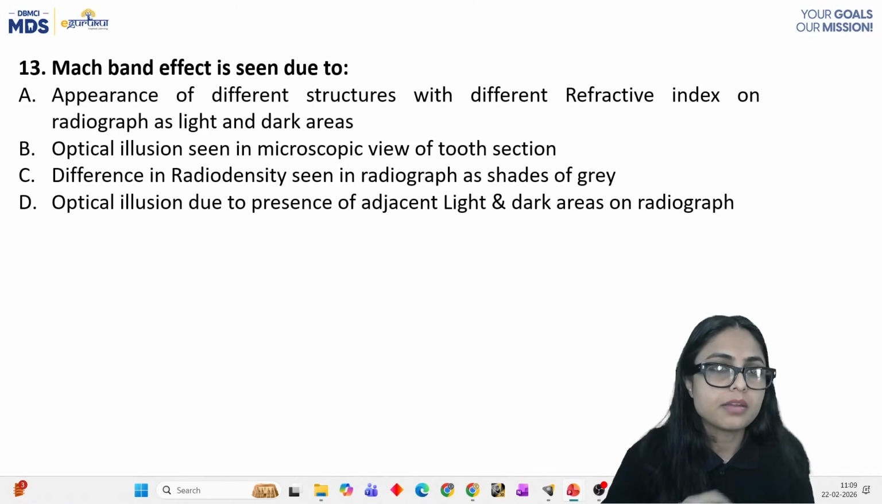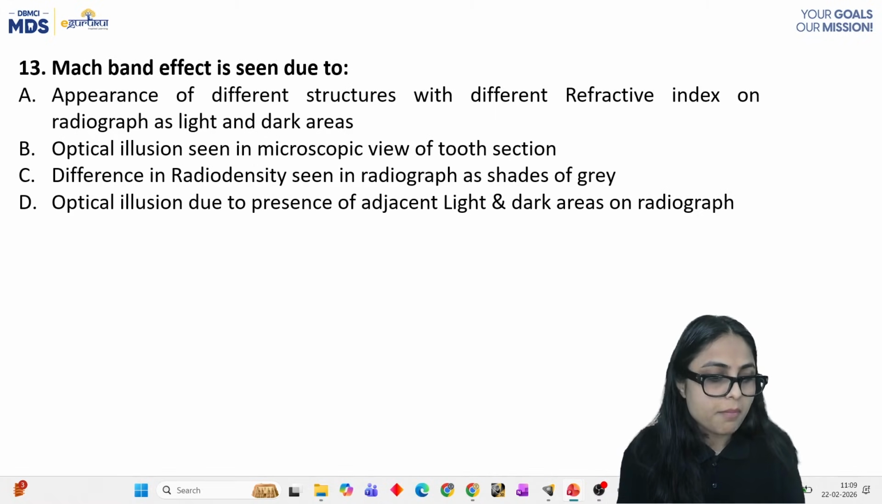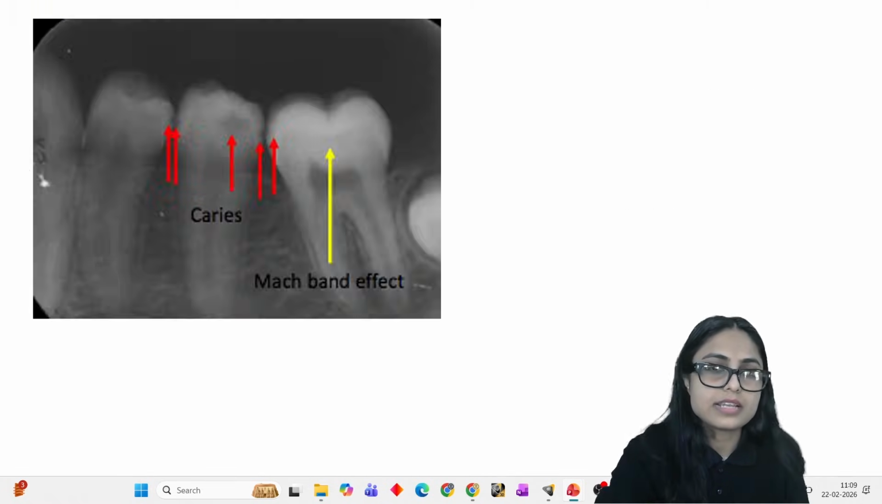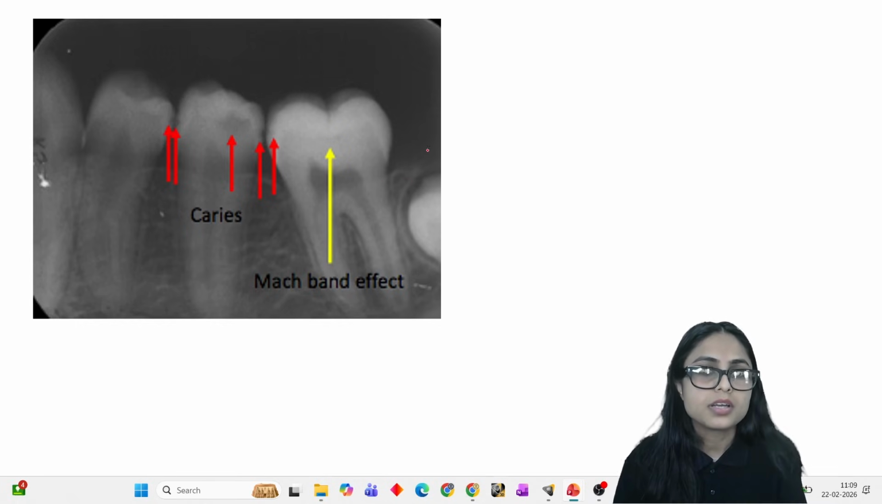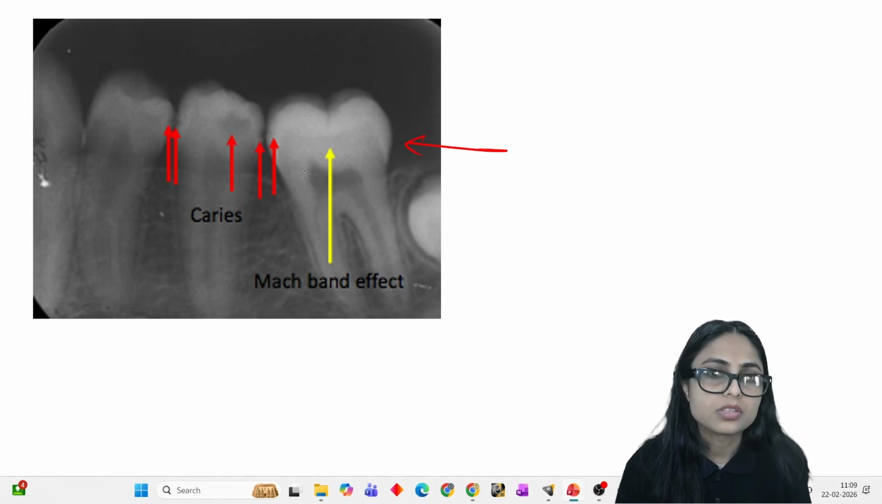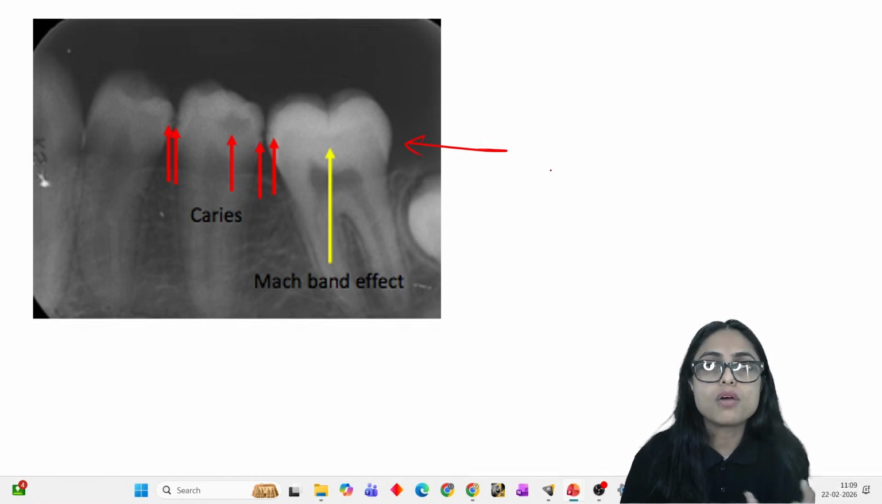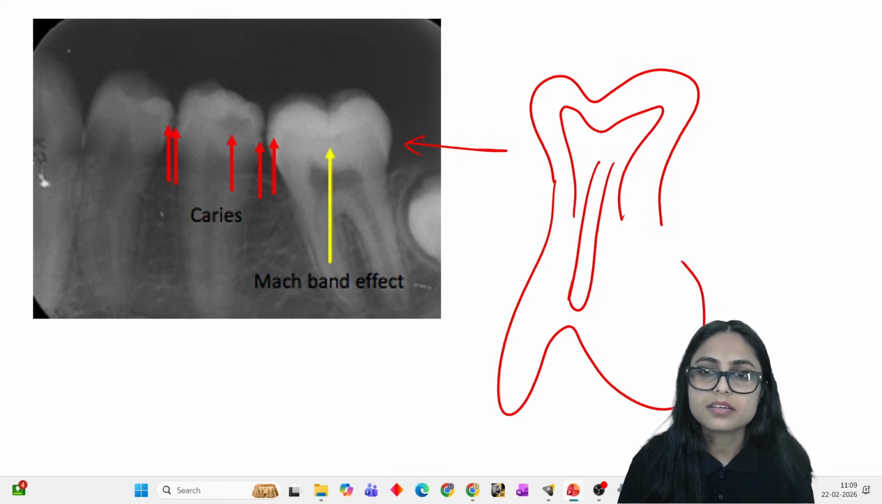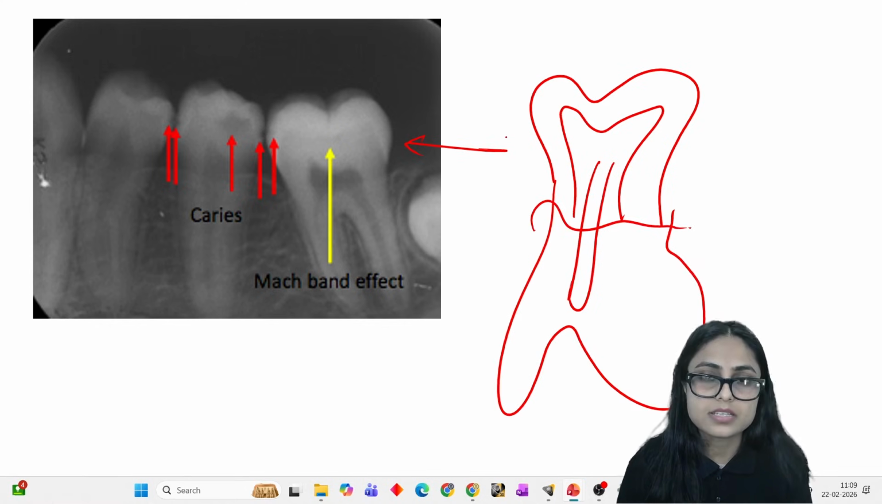Question number 13, Mach band effect. Mach band effect is seen due to... I'll just show you the picture. If you look at the tooth, we have different densities of tissues, starting from enamel, then we have dentine, then we have the pulp tissue inside this. Correct? Pulp tissue inside this.